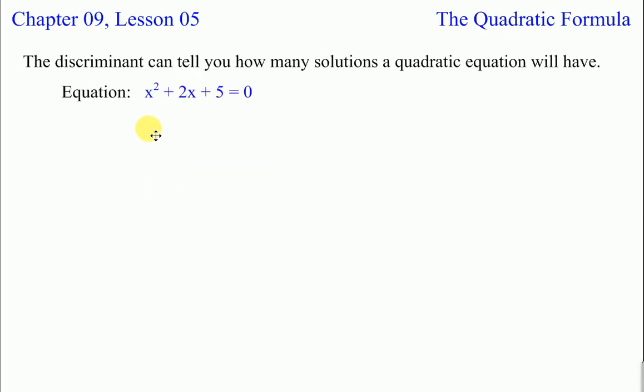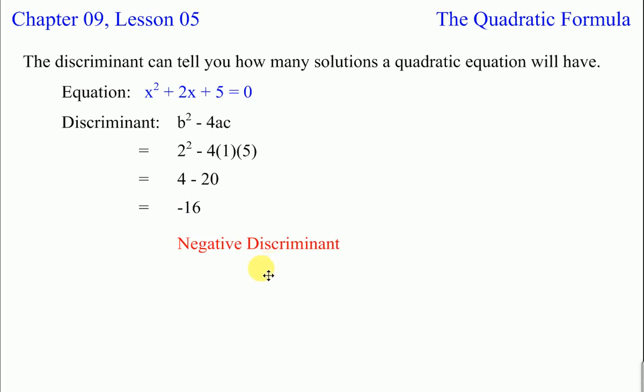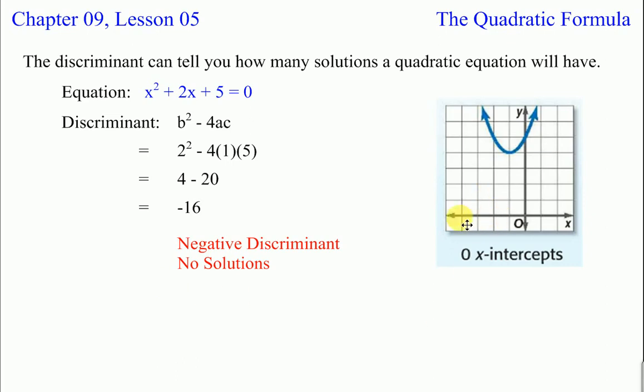So here the discriminant is b squared minus 4ac. b is 2, 2 squared, a is 1, and c is 5. So work that out, and we get the discriminant is negative 16. That's a negative number. Can there be a square root of a negative number? No, there cannot. So there are no solutions. What that means for the graph is that it never crosses the x-axis. There's no point where the graph crosses the x-axis, so there are no solutions. Remember, solutions are also zeros.